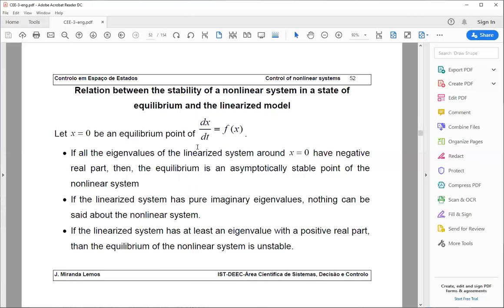Now suppose that some of your eigenvalues have a negative real part, but some have a zero real part. So you have a pole at the origin, or you have two eigenvalues on the imaginary axis. In this case, you can't state anything about the stability of the nonlinear system. And this is because, in this case, the linearized model is at the boundary of stability, and the nonlinear terms will make the balance go to either stability or to instability.